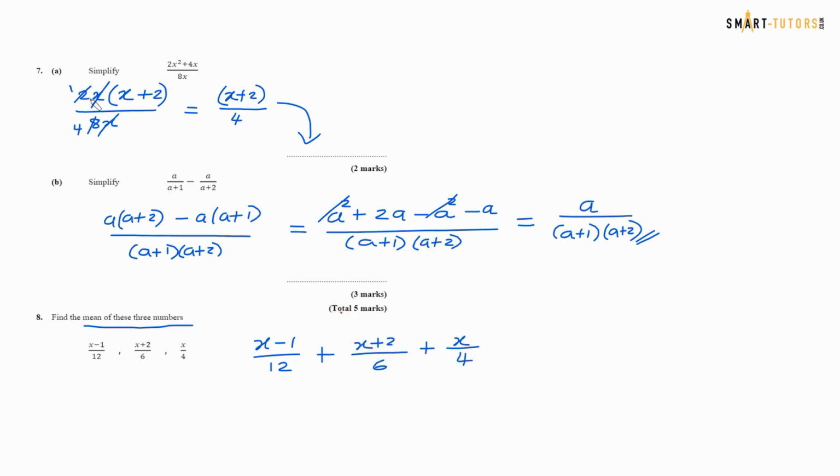So in order to add, I need to take the bottom number as 12. I need to times this by 2. 2 times 6 is 12, so the top number is times 2. Here the denominator needs to be times by 3, and the top times by 3.